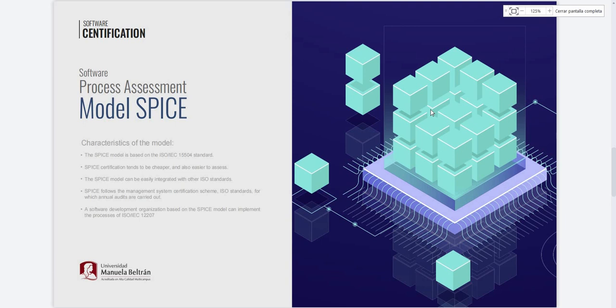The SPICE model is based on the ISO/IEC 50504 standard. SPICE certification tends to be cheaper and also easier to access. The SPICE model can be easily integrated with other ISO standards. SPICE follows the managed system certification design ISO standard, for which annual audits are carried out. A software development organization based on the SPICE model can implement the process of the ISO/IEC 12207.